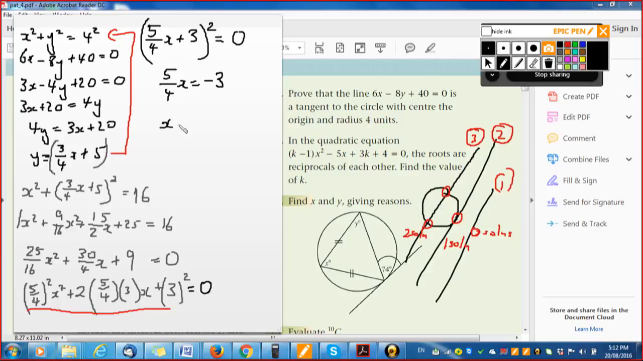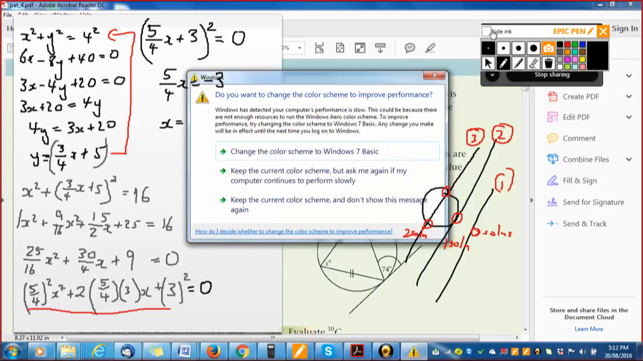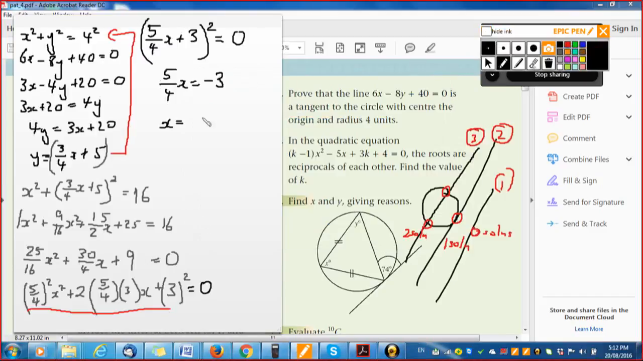So, what is x going to be equal to? Minus 3 times 4 over 5, because we multiply by the reciprocal when we're dividing by a fraction. So x is equal to minus 12 over 5. Got that? It says prove that the line is a tangent. So, how many solutions does x have? 1. Because there's only one solution, it has to be a tangent to a circle. It can't not be a tangent.